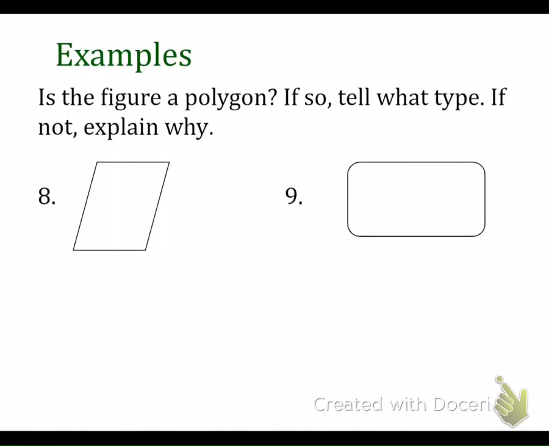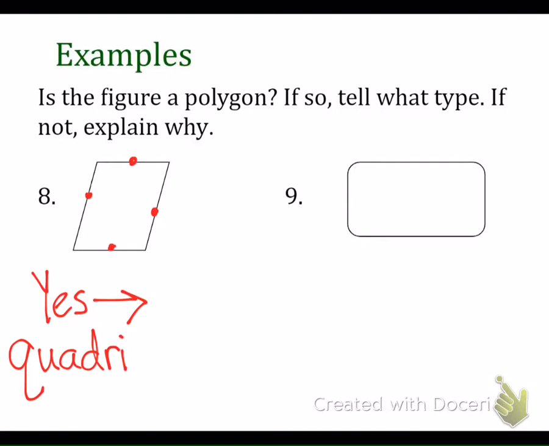How many sides does it have? 1, 2, 3, 4. Good, Raven. So what is it when it's 4 sides? Good, quadrilateral. A quadrilateral. Okay, number 9. No. Why? Curve. There are curves.